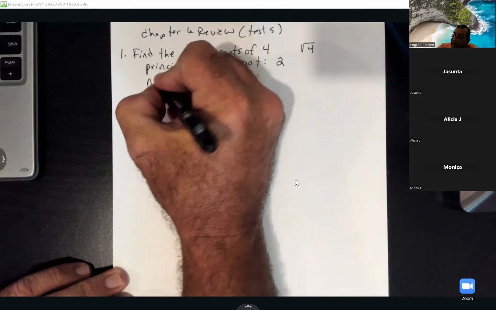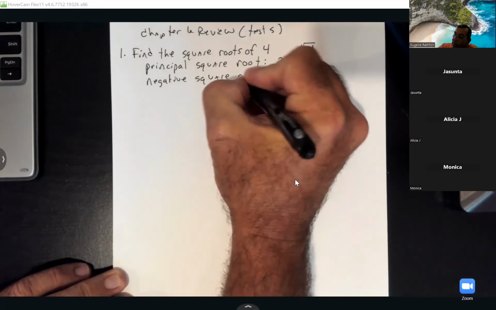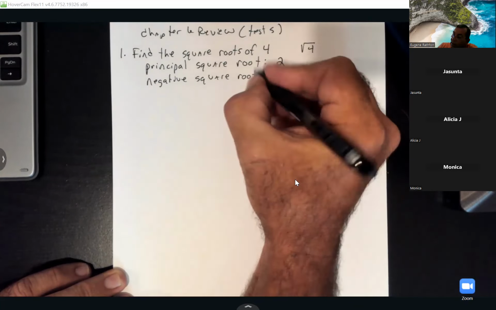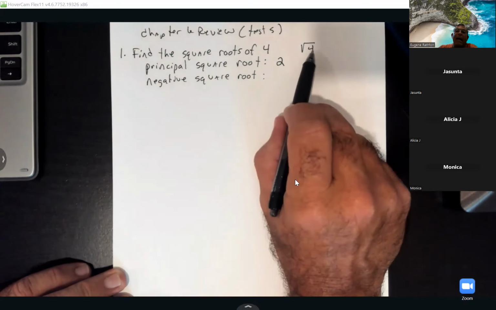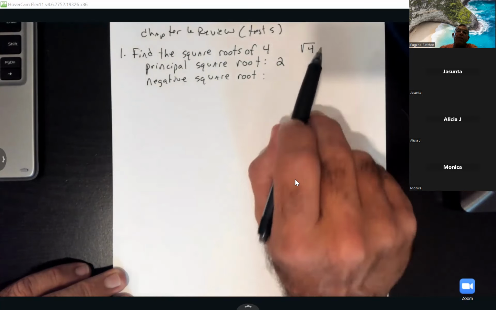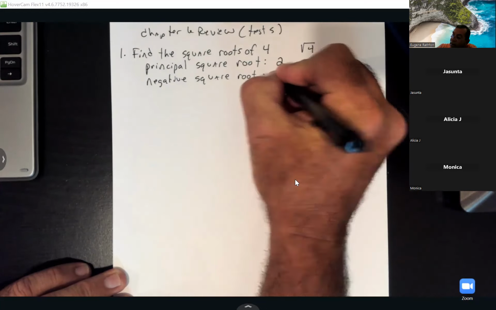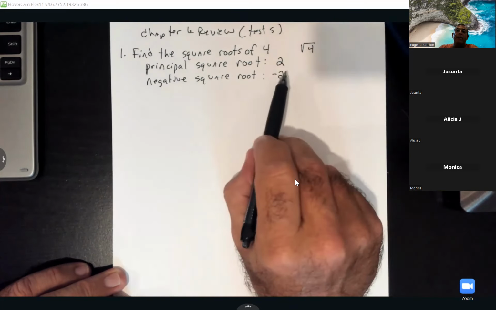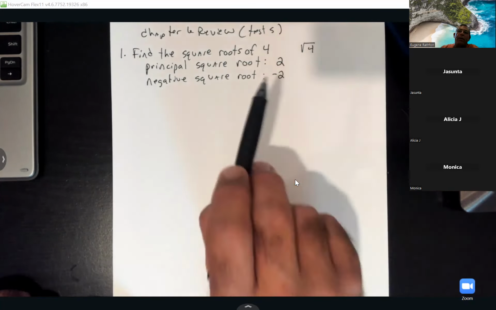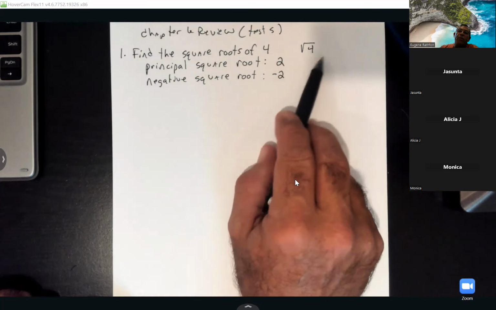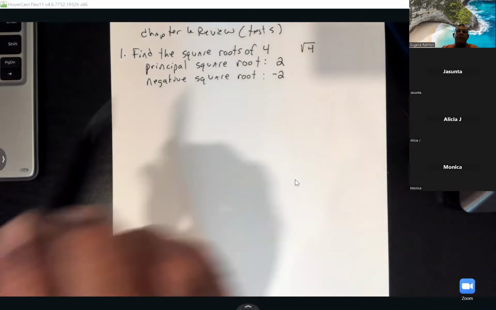Then it wants to know the negative square root. So the negative square root, because remember, like signs make a positive. So 2 times 2 makes a positive 4. Also a negative 2, because negative 2 times negative 2, like signs, makes a positive 4. So anytime we look at square roots, remember, it could be 2 positive numbers or 2 negative numbers.